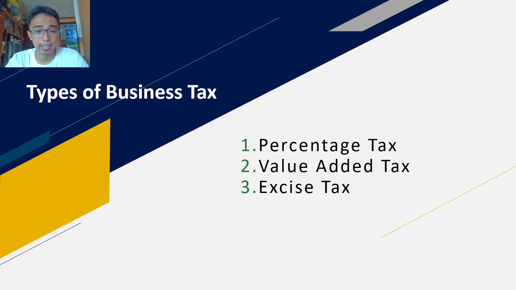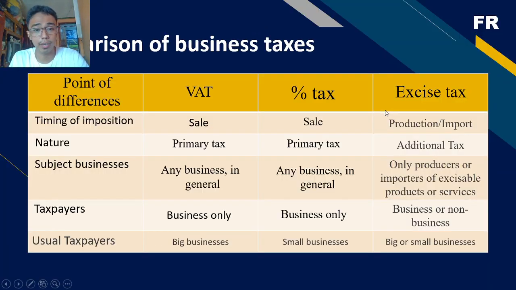Hindi sila connected sa percentage and value-added tax. Okay? So, in order to better understand the three types of business tax, let's compare each and every one of them. So, we have the comparison of the types of business taxes. So, we have here your VAT or value-added tax, we have here your percentage tax, and we have here your excise tax.